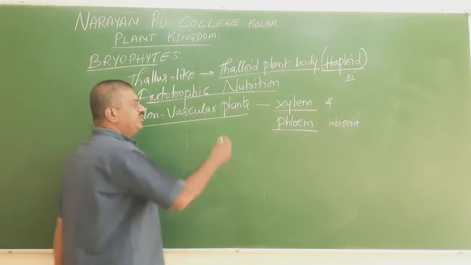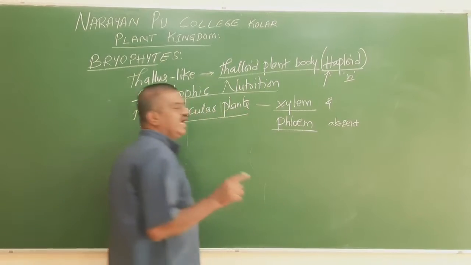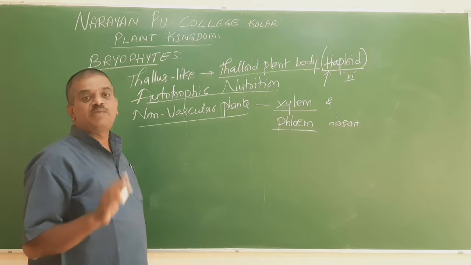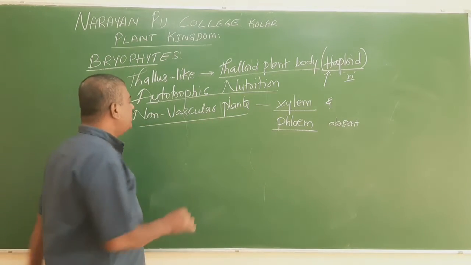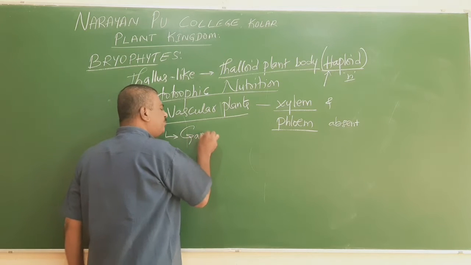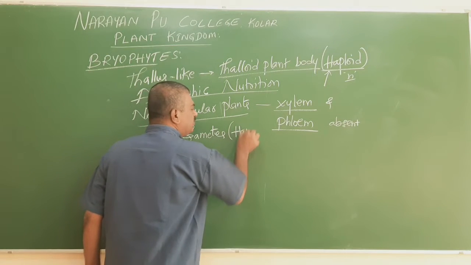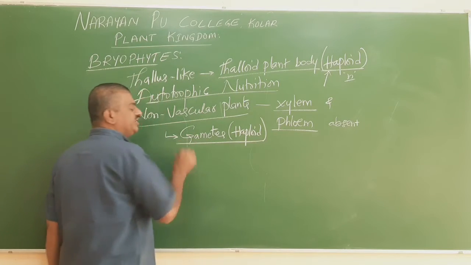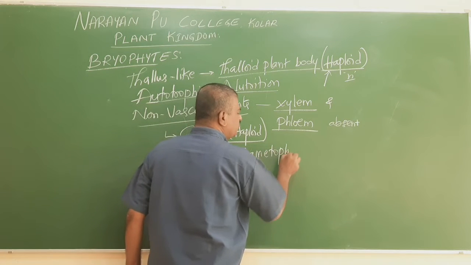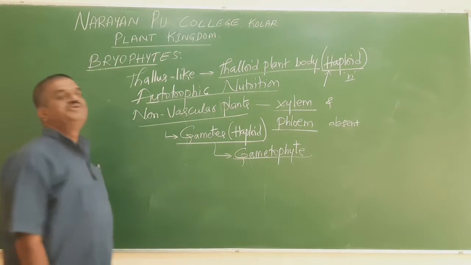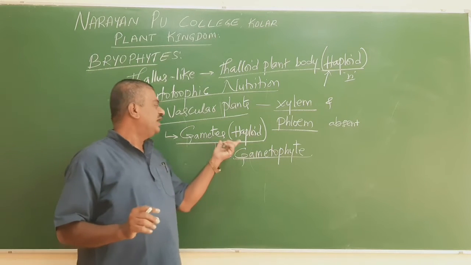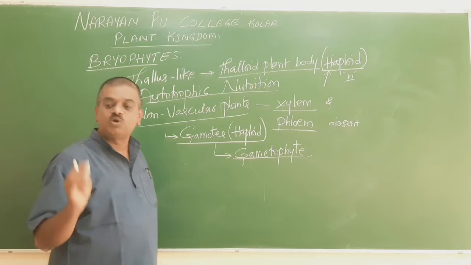Next, as I mentioned, the plant body is haploid. They have a single set of chromosomes in a cell, hence they are called a haploid plant body. And here the plant body produces haploid gametes, hence it is also called the gametophyte. The word gametophyte is nothing but the plant body which produces the gametes, and these gametes are always haploid.